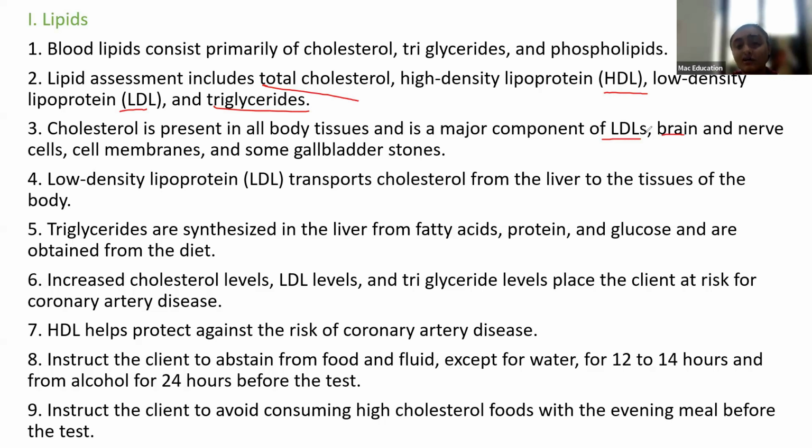Low density lipoprotein transports cholesterol from the liver to the tissues of the body. What is the function of LDL? It transports the cholesterol because cholesterol is the major component of LDL. So the LDL transports the cholesterol from the liver to the tissues of the body. We know that the liver breaks down the fat and stores the fat in itself. So whenever there is need, the LDL will transport that cholesterol from the liver to other tissues, other parts of the body.